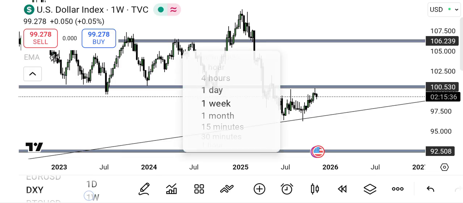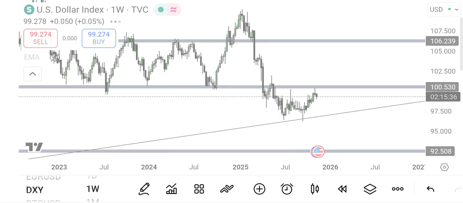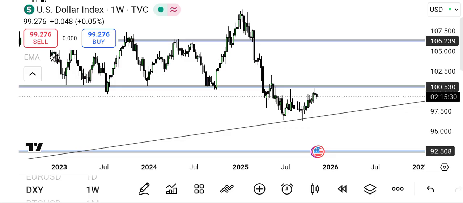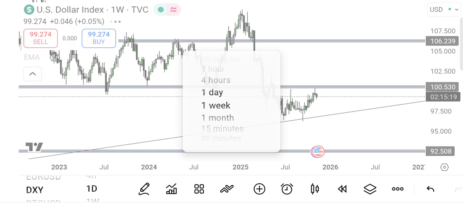Now going to the daily time frame. Remember, the daily time frame is the time frame where we come to check if the daily time frame respects the weekly and the monthly time frame. If they are both in line, then we can see it is tradable. Now going to the daily time frame, what can we see?